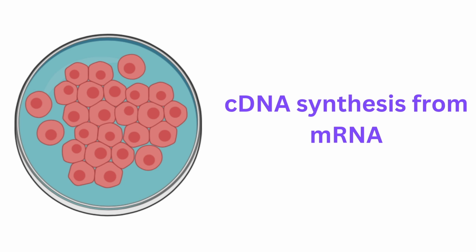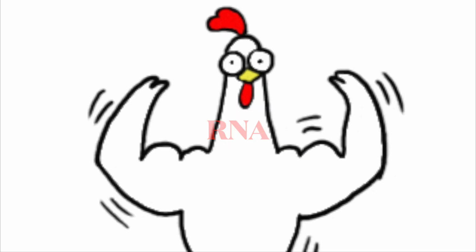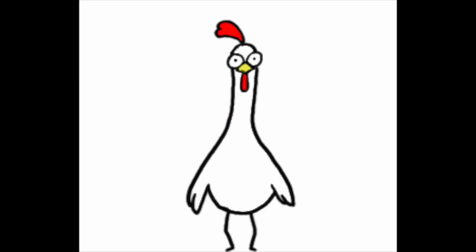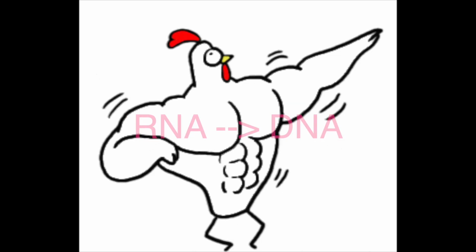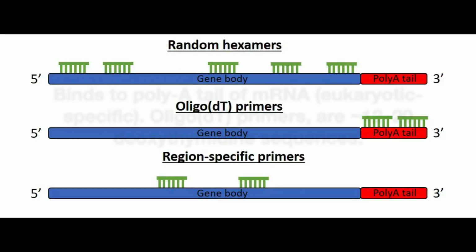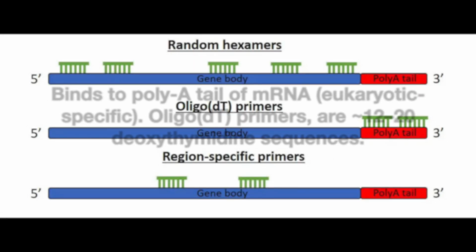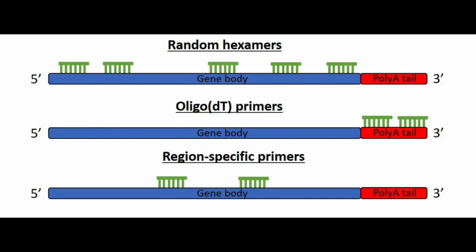Hi, in this protocol, we're going to look at converting messenger RNA to complementary DNA. You typically want to do this because DNA is way more stable than the RNA that you've extracted from the cells. There are multiple approaches for enriching for your messenger RNA. You may use Oligo-dT segments or nucleotides that are used as primers, and in this case they bind to the adenines that are at the end of a messenger RNA transcript.